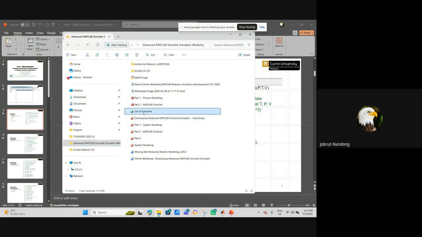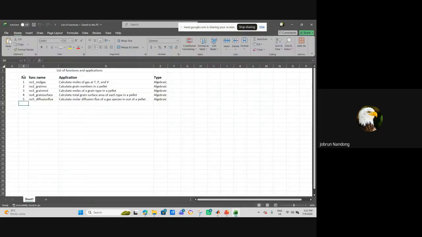You can write something, list the functions like this one. Okay, so here you write in Excel, you catalog yourself, you have a list of functions and applications. For example, we just developed our first function just now, then you just write down what is the application of that, what type of function, is it algebraic, is it ODE.